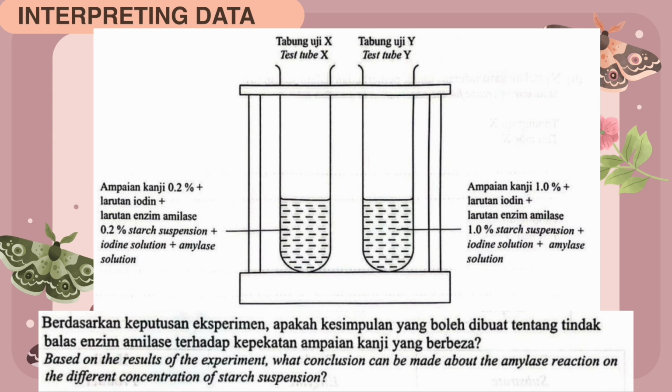As an example, we are going to use this experiment. Look at the diagram. In the diagram, you have test tube X and test tube Y. In test tube X, you have 0.2% starch suspension plus iodine solution plus amylase solution. In test tube Y, you have 1% starch suspension plus iodine solution plus amylase solution. And the question: based on the results of the experiment, what conclusion can be made about amylase reaction on the different concentration of starch suspension? So students, what is your answer?